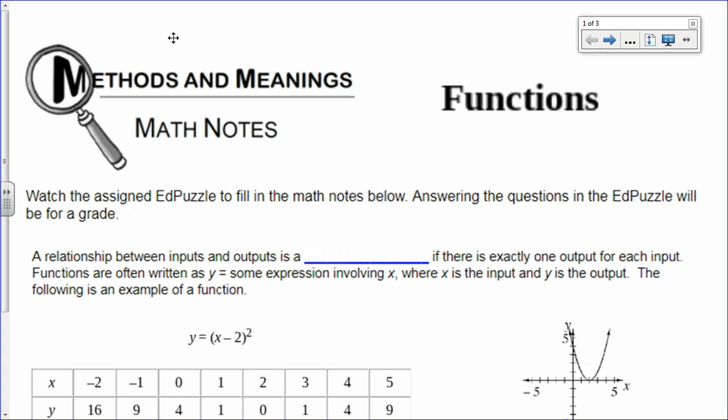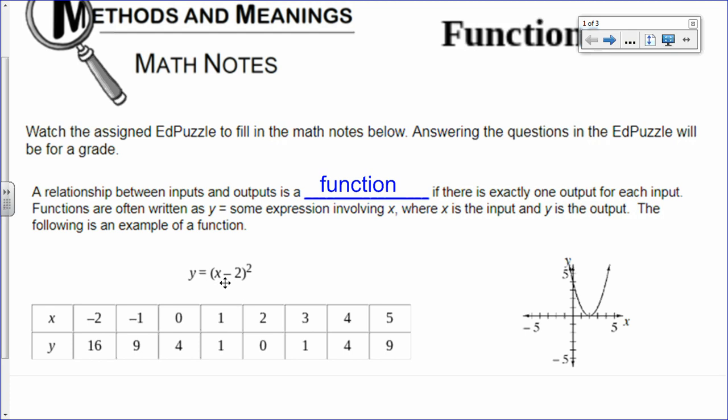So the definition of a function is a relationship between inputs and outputs is a function if there's exactly one output for each input. So there cannot be the same output for two different inputs. If there is, it's not a function. So functions are often written as y equals some expression involving x, where x is the input and y is the output. The following is an example of a function.